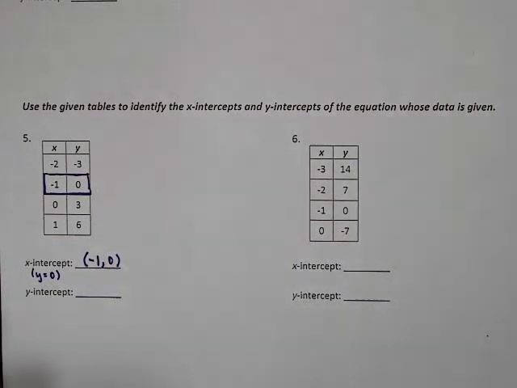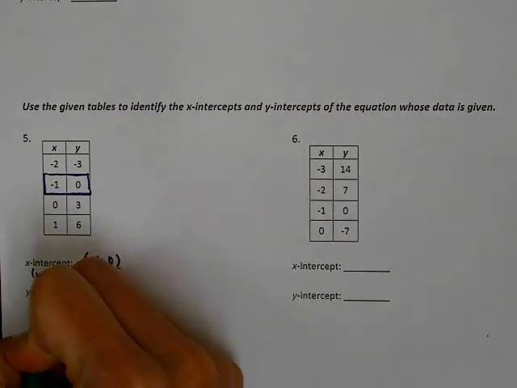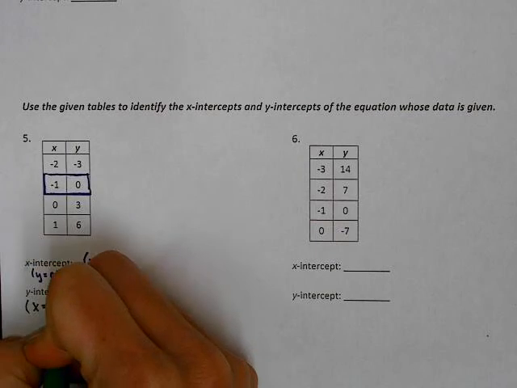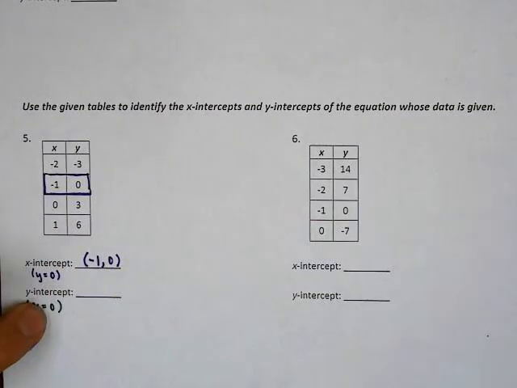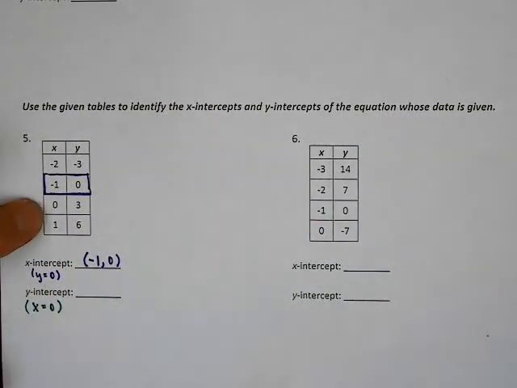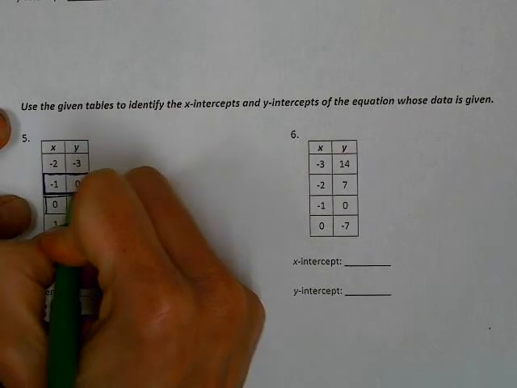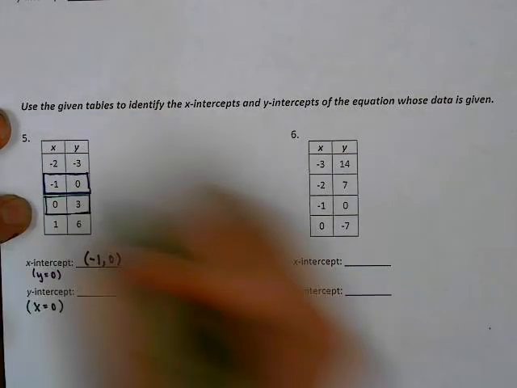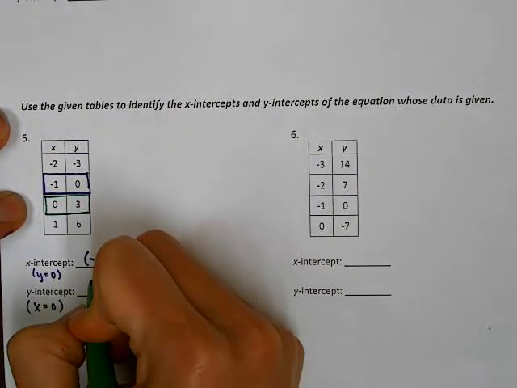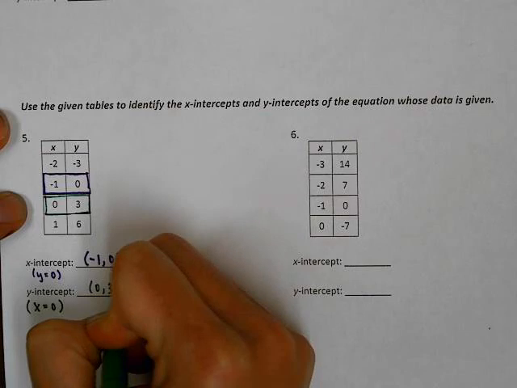Now for the y-intercept, I know that happens where x is equal to 0. So I do the same thing. Now I'm looking in the table to find where x is equal to 0. That happens right here. So I know my y-intercept is the ordered pair 0, 3.